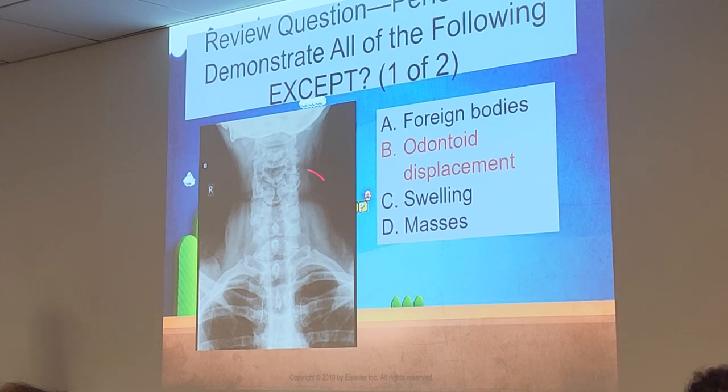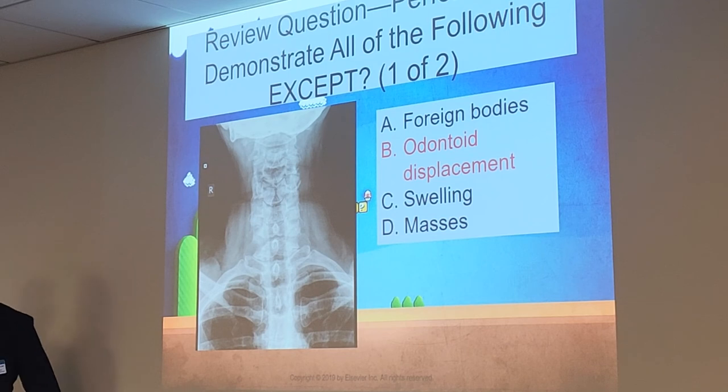What is this exam, by the way? AP upper airway, right? We do look for foreign bodies. That's the main reason we do it. We also do look for swelling and masses. But odontoid displacement, well, we got to know what an odontoid is first. That's found on the C2 vertebrae, and that has its own separate exam. Can we even see C2 on this x-ray? No, we cannot. So write that down. The word odontoid refers to the dens. The odontoid process is found in C2, and we're not even concerned with C2 at all on this x-ray. Only the upper airway, the trachea, and the neck.